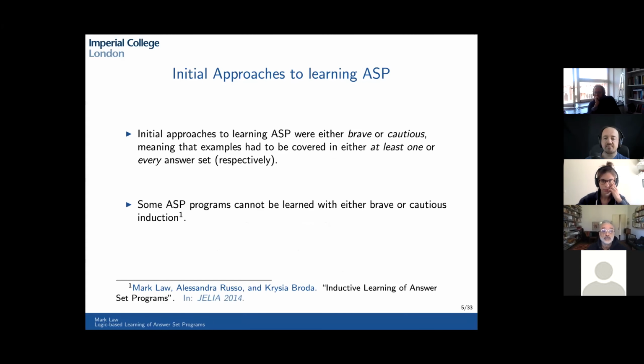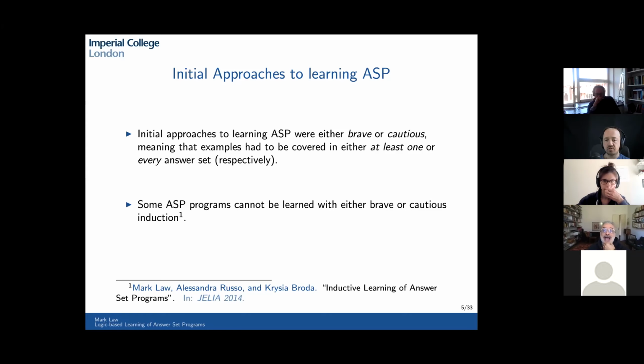So before I started my PhD back in 2013, as I said before, most of the approaches to ILP focused on learning Prolog programs, but there were some existing approaches. But largely these could be categorized as either brave or cautious. So the brave approaches tried to cover all examples in at least one answer set of the program, and the cautious approaches tried to cover all examples in every answer set of the program.